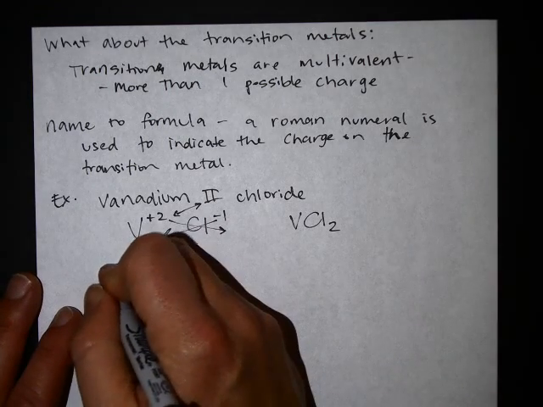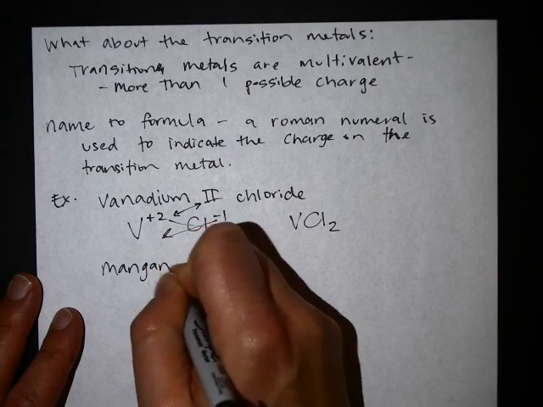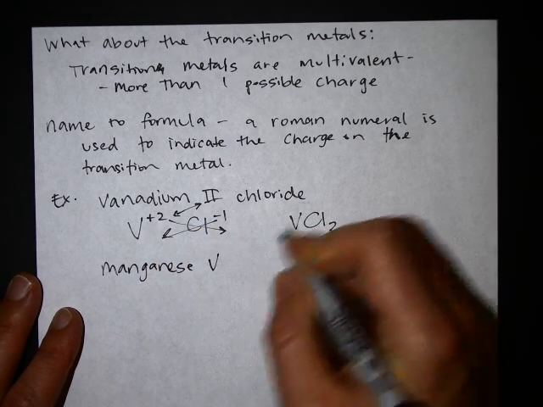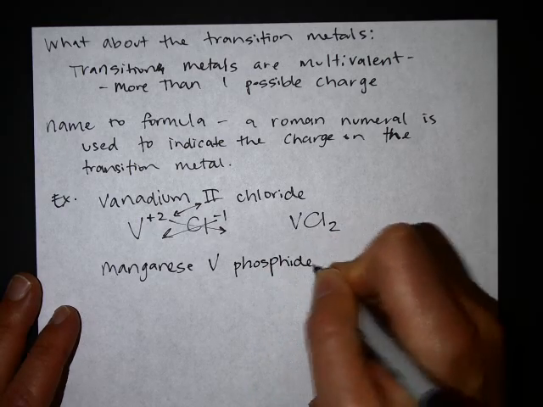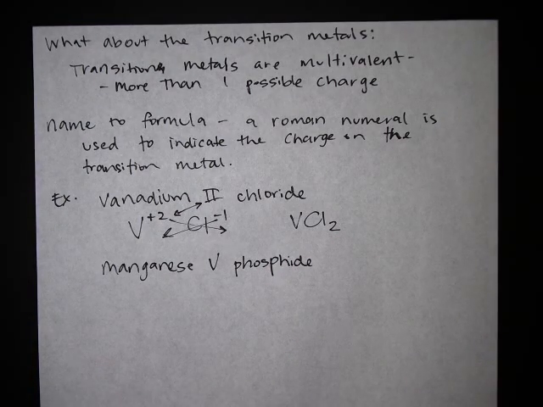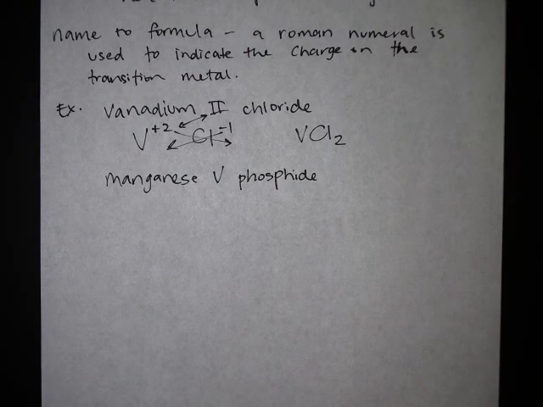Want to try one? How are your Roman numerals? Do you know what V means? They're really not going to go much higher than 7. But V does mean 5. So go ahead and write the formula for manganese 5 phosphide. Manganese 5 phosphide.